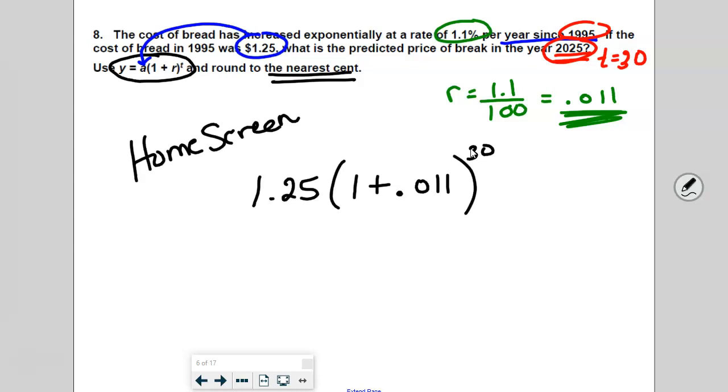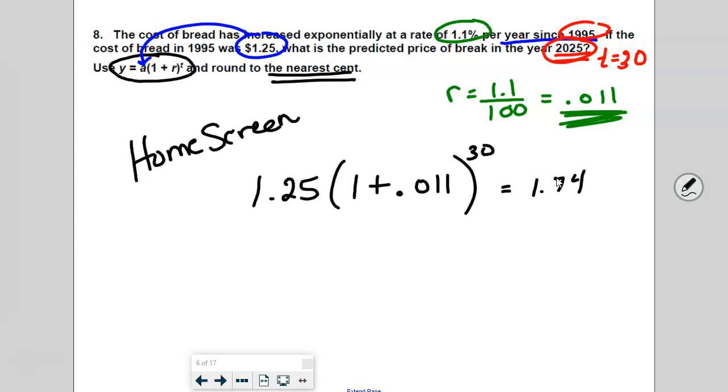Oh, I feel like I messed something up there. I'm getting $1.74. Oh well, alright. Makes sense to me. Was it close? Okay. So, when we type that in our calculator, make sure you're in your home screen.